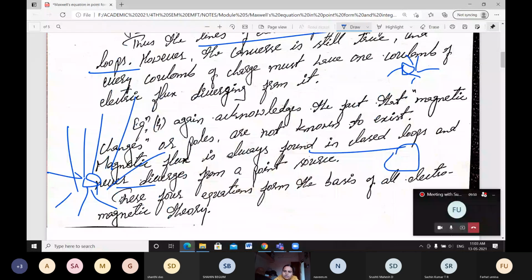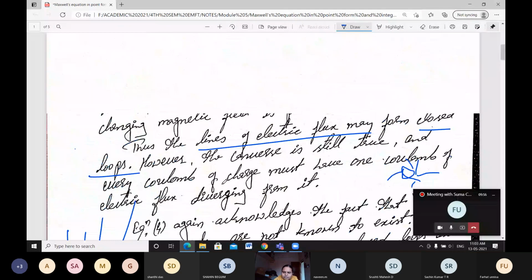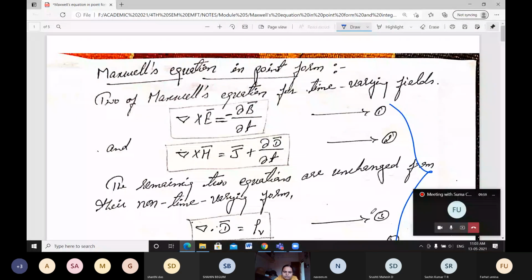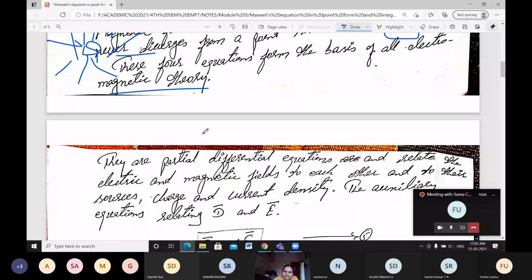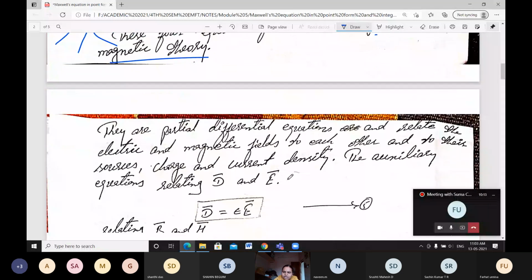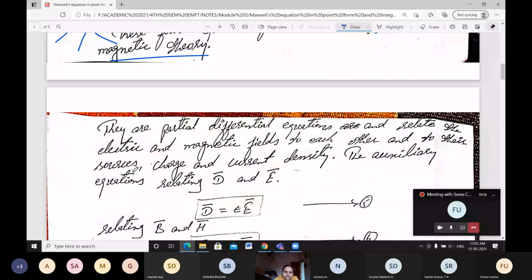These four equations form the basis of all electromagnetic theory. From equation 1 to 4, they all give information about electromagnetic theory, how it acts on any surface. They are partial differential equations and relate the electric and magnetic fields to each other and to their sources, charge and current density. This is the information they give.